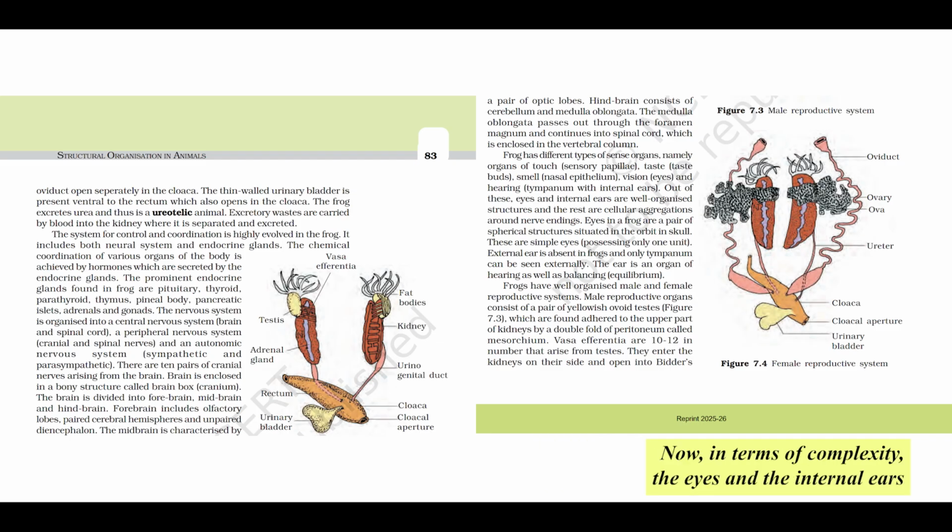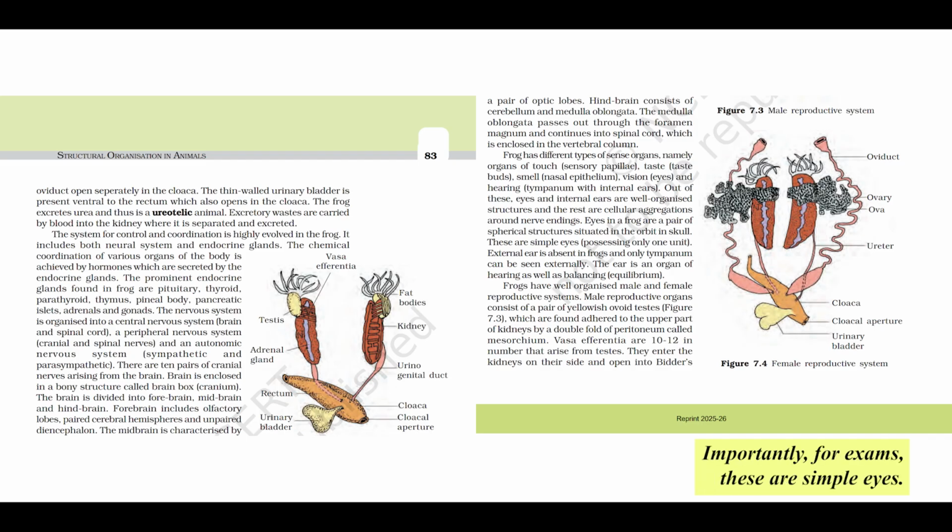Now, in terms of complexity, the eyes and the internal ears are particularly well-organized, complex structures. The rest, sensory papillae, taste buds, nasal epithelium, are primarily cellular aggregations around nerve endings. Simpler, but effective. Let's look closer at the eyes, a pair of spherical structures in the orbit, the eye socket, of the skull.